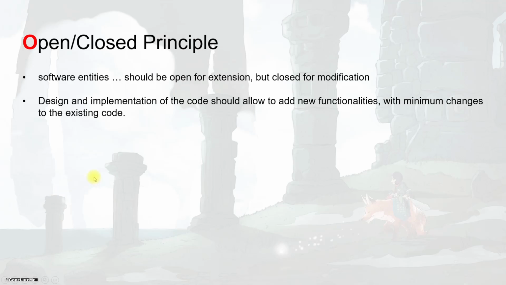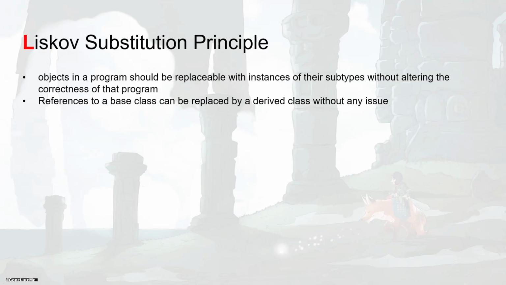Alright, now the next principle. Let's go to the Liskov substitution principle. So objects in a program should be replaceable with instances of their subtypes without altering the correctness of that program. References to a base class can be replaced by a derived class without any issue. Alright, now let's see this in a game development context.